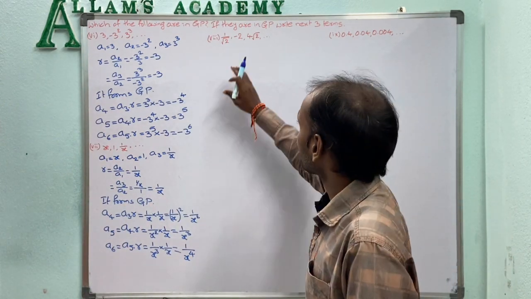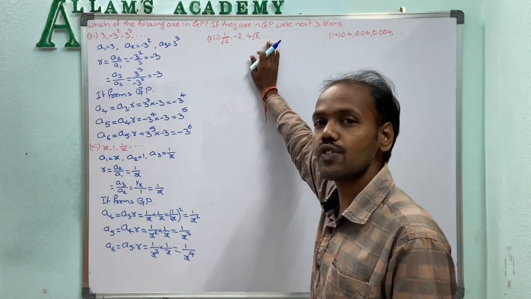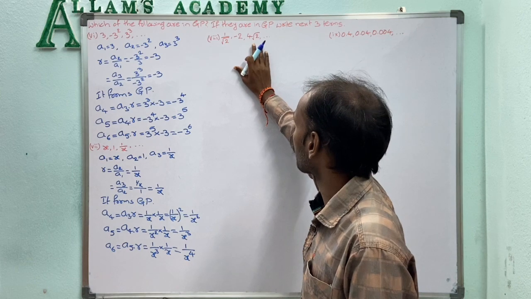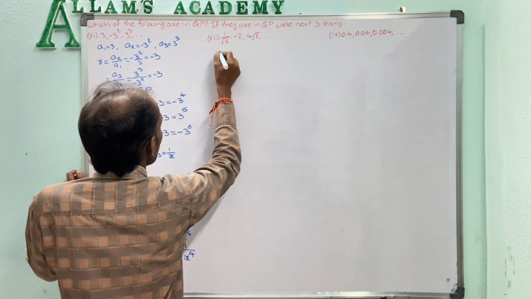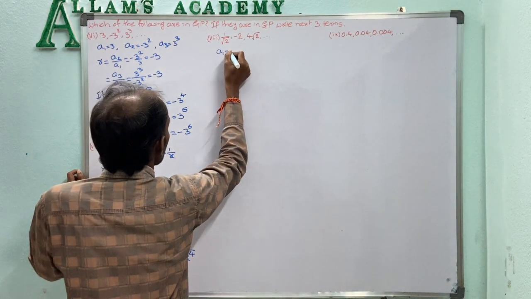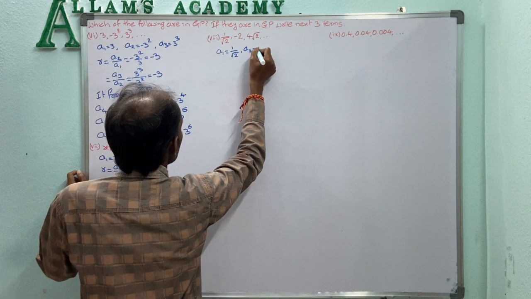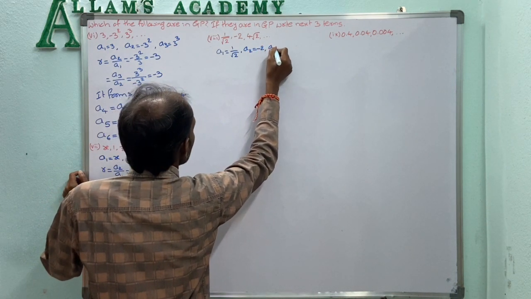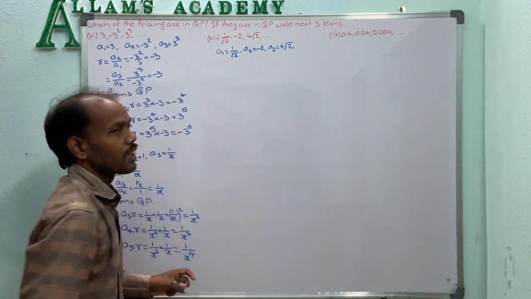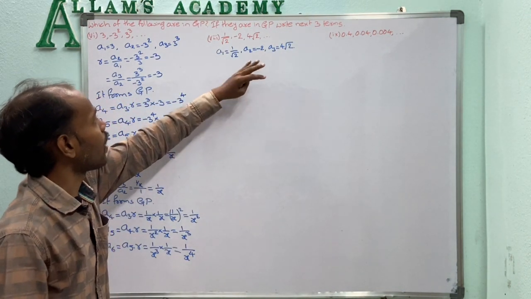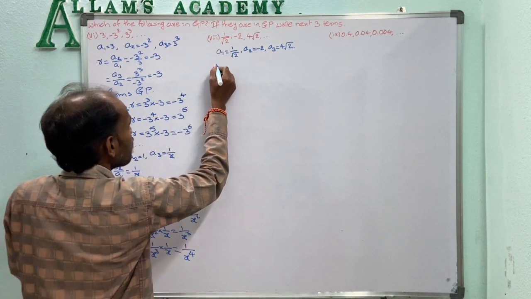Now the next series given is 1 by root 2, minus 2, 4 root 2, and so on. If it is a geometric progression, then find the next three terms. Here the first term a1 is equal to 1 by root 2, the second term a2 is equal to minus 2 and the third term a3 is equal to 4 root 2. Now, to check whether it forms a geometric progression or not, we find the common ratio.